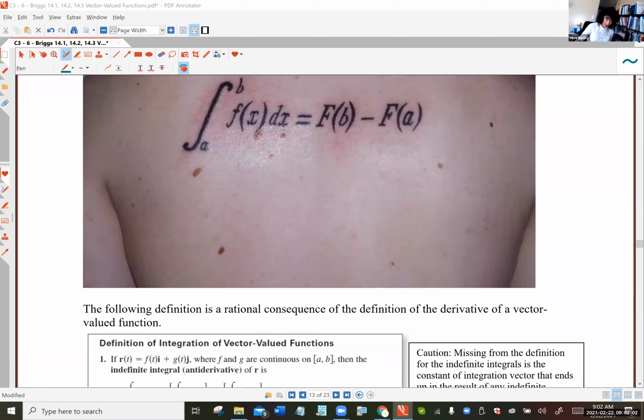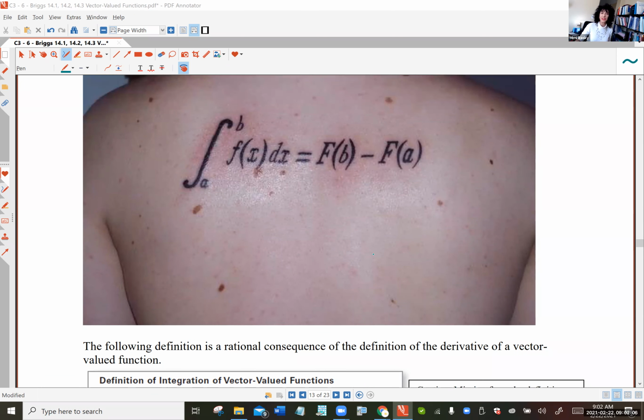The fundamental theorem of calculus tattooed on that guy's back. Okay, why do we need that? It's a good segue into what we're just about to do. We're going to take integrals of vector valued functions now. Congratulations. Let's do an integral.